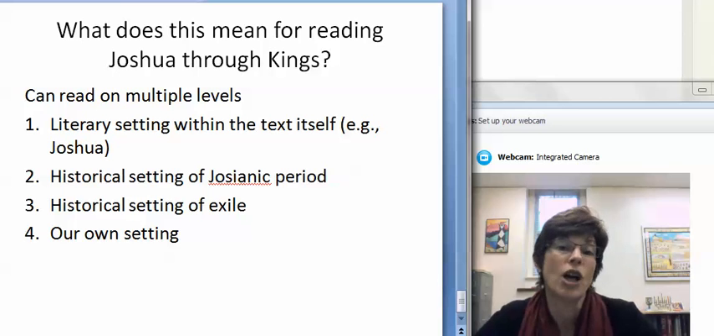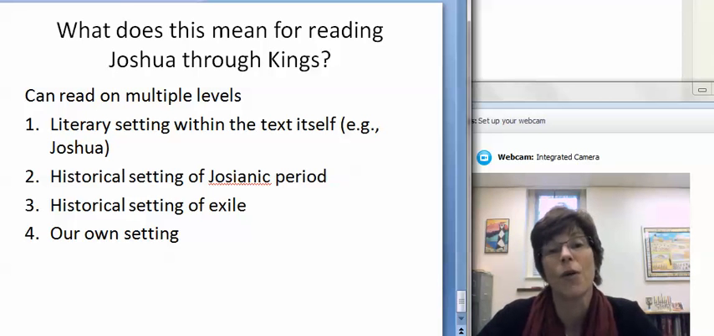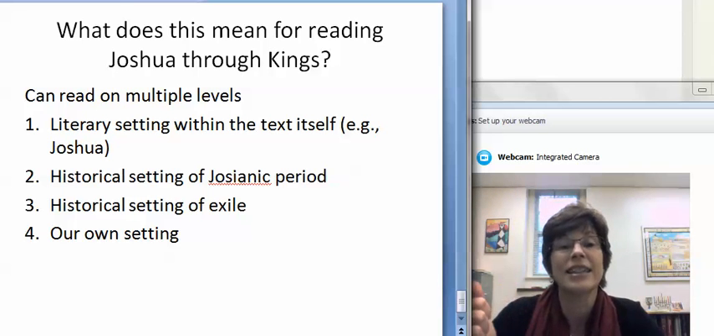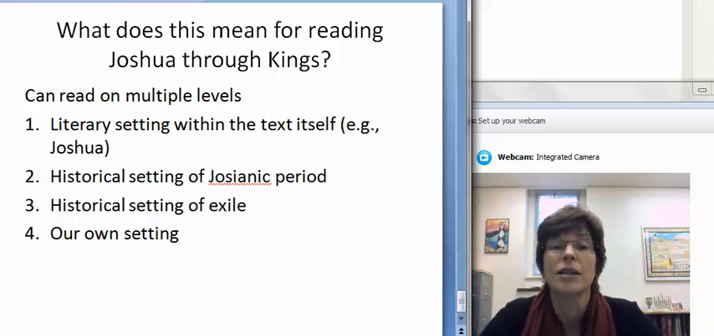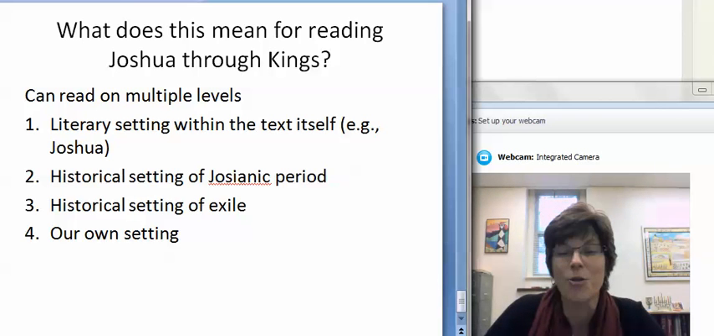So, as we go through Joshua and Kings, we'll read on multiple levels. The text itself, the historical setting of the Josianic period, the historical setting of the exile, and our own setting. Yes, we'll pay attention to our own interests as we move forward in this material.